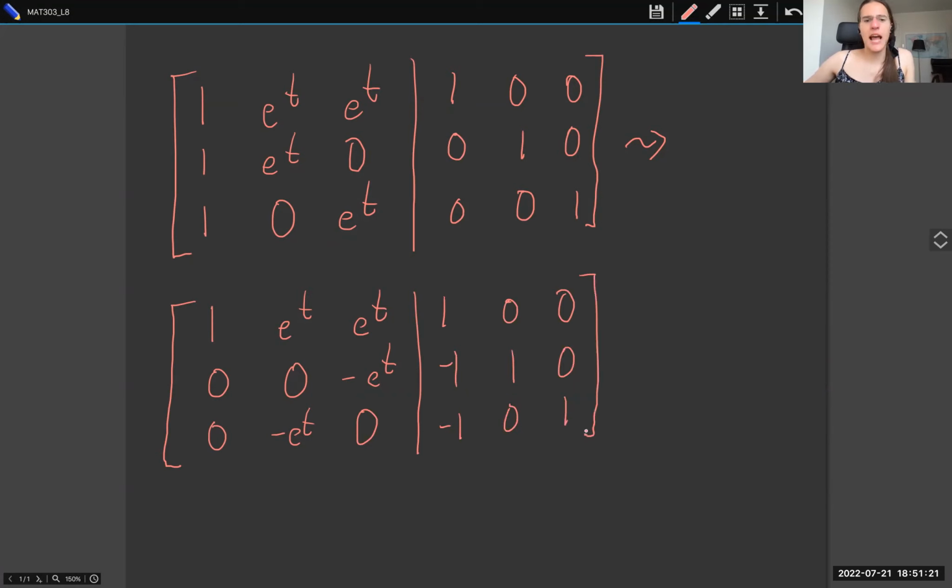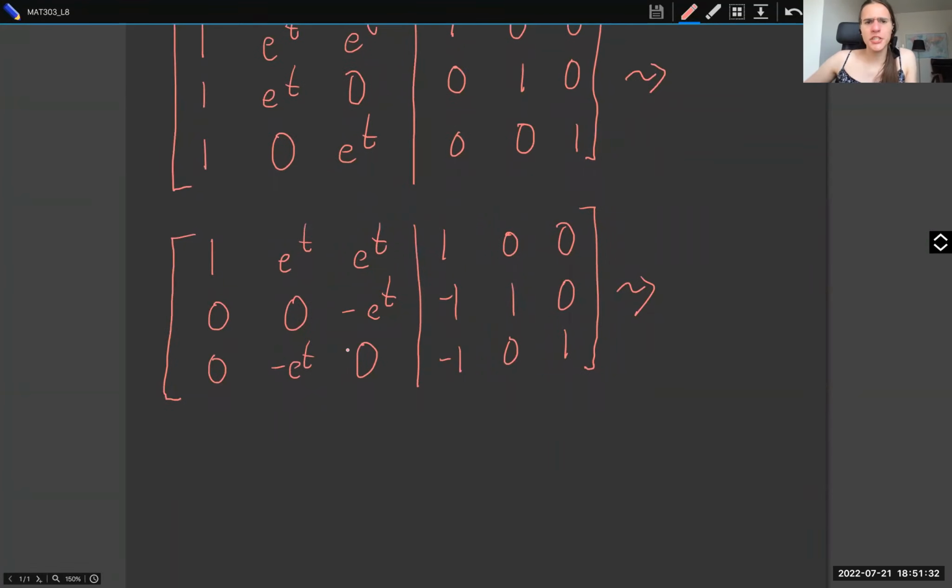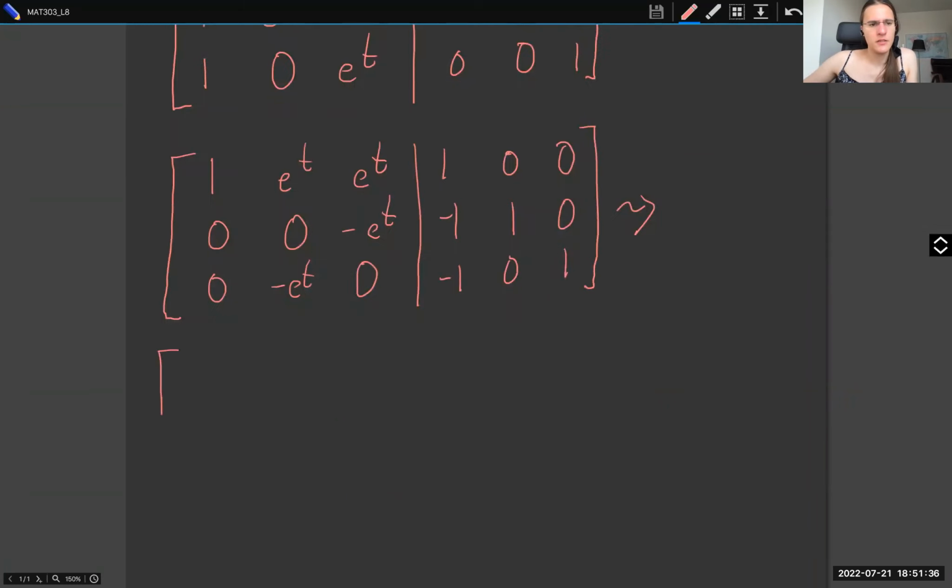And it's absolutely imperative that you actually keep track of this because the inverse is going to appear here at the end. Now I'm going to rearrange these rows and I'm going to multiply them by e to the negative t. So this is going to go up here and it's going to become a 1, and there's going to be a 1 here.